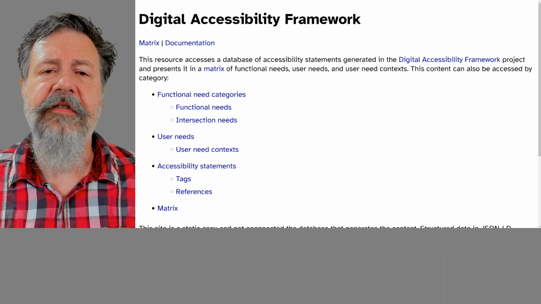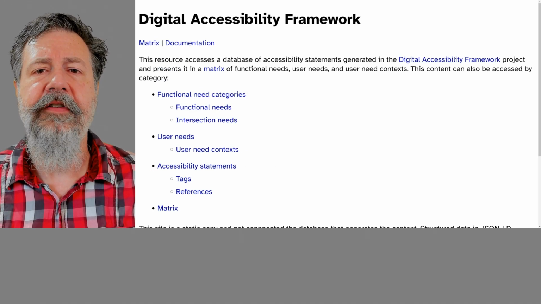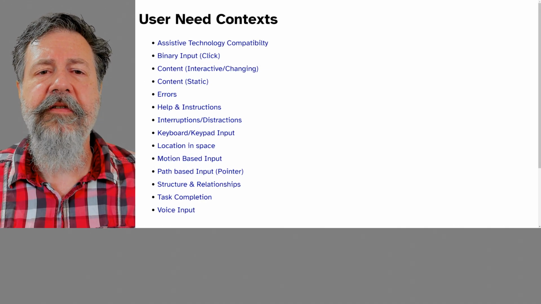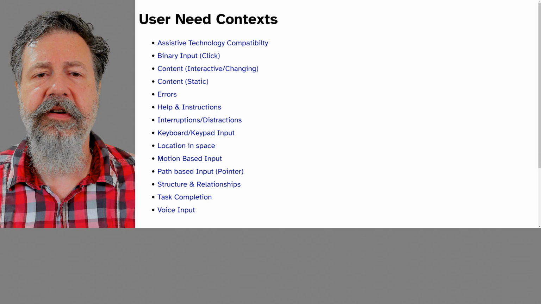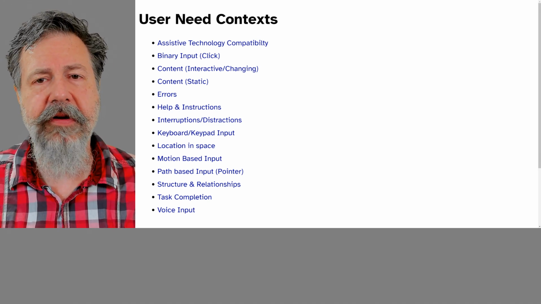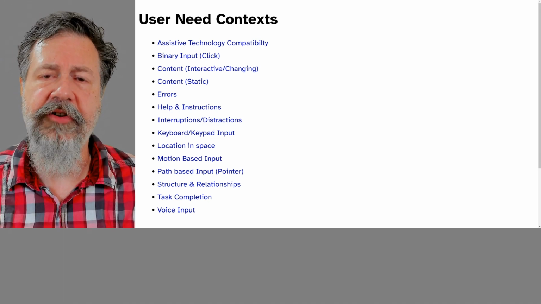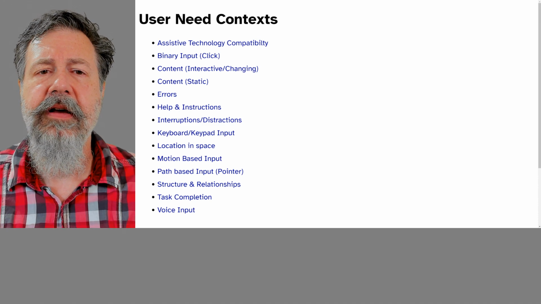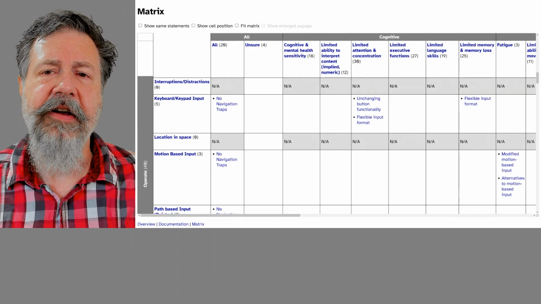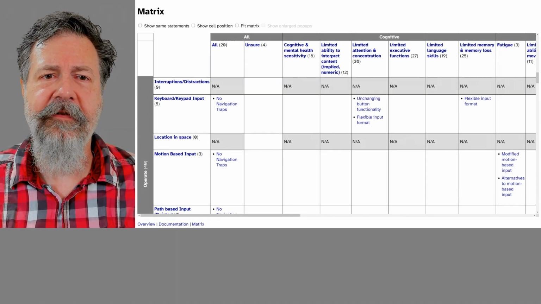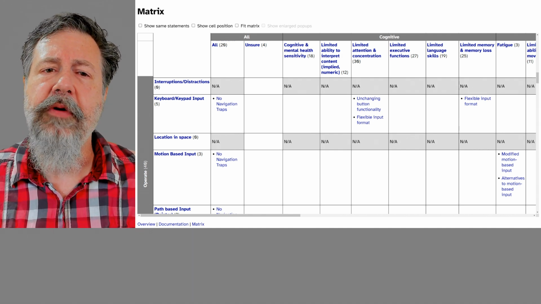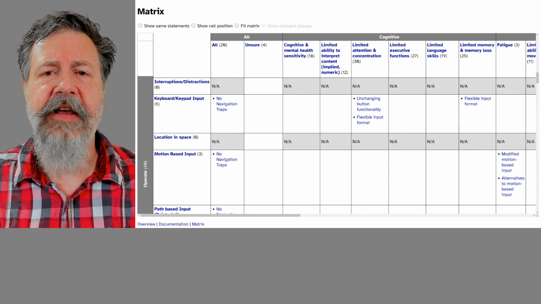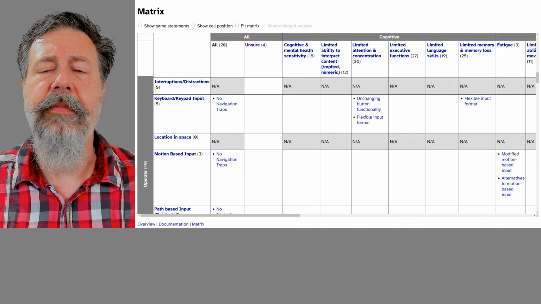Under the user needs list in the overview is a user need contexts list. These specify the kind of content or interaction for which an accessibility need might exist. They include types of input, types of content, and some situational contexts. Some user needs and user need contexts don't make sense together. For instance, one does not operate distractions. You'll see when we explore the matrix that we mark those as NA, and those cells have a darker background.